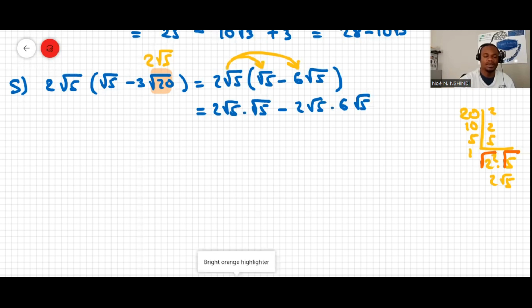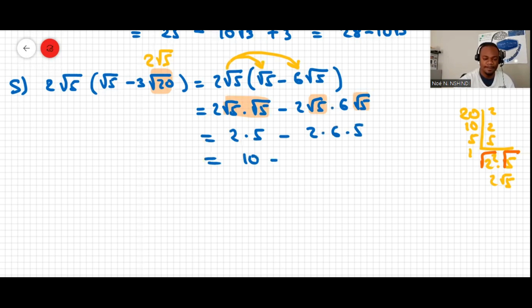Now, note that the root 5 here and the root 5 there will cancel, and will just make 5. So over here, it makes 2 times 5 minus 2 times 6 times 5, okay? And then that makes 10 minus 12 times 5. 2 times 6 is 12, 12 times 5 is 60, and then that is equal to negative 50.